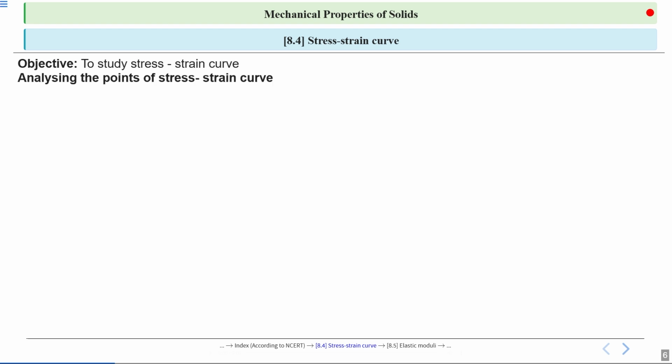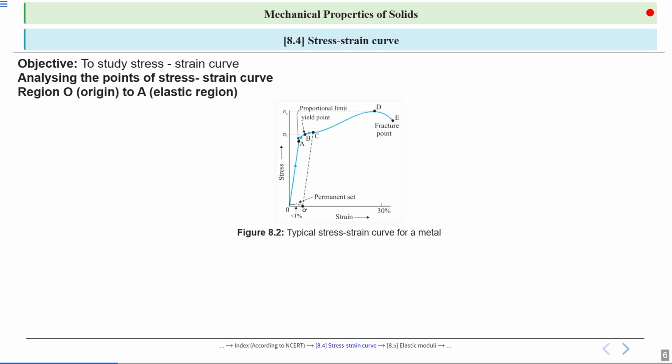So, analyzing the points of the stress strain curve. Each point or region on this curve represents a different way materials respond to stress. Understanding these points helps us predict how materials will behave in real world situations, like in construction or manufacturing. So the region origin to A is called the elastic region. O to A is the elastic region.